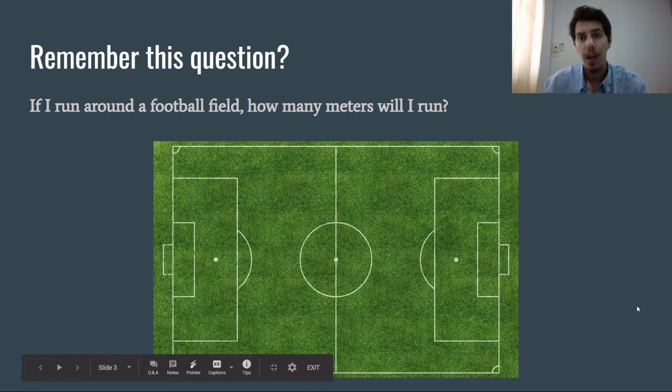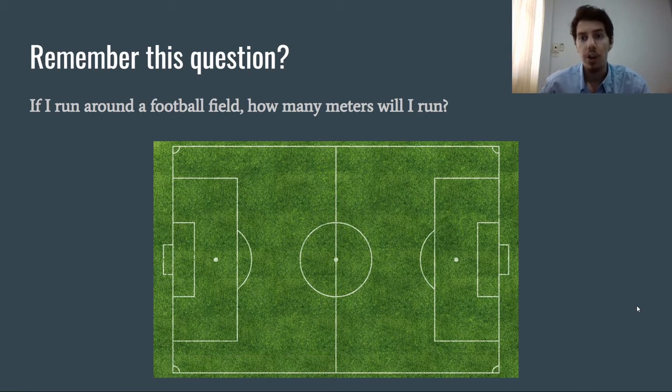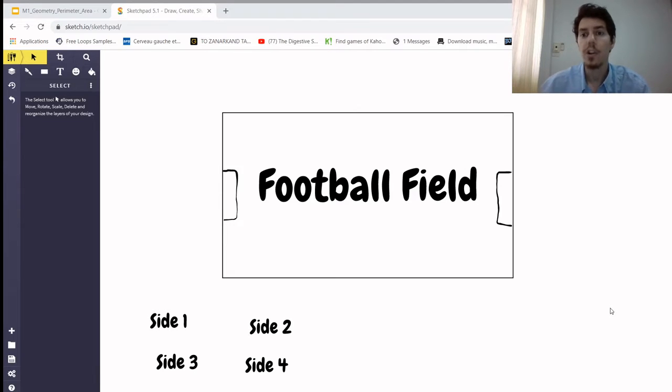area. So in the last video, I told you that in geometry, we do these kinds of questions. Like if you have a football field and you want to run around the football field, then how many meters would you run? I made a drawing of the football field here. The football field looks like a rectangle.